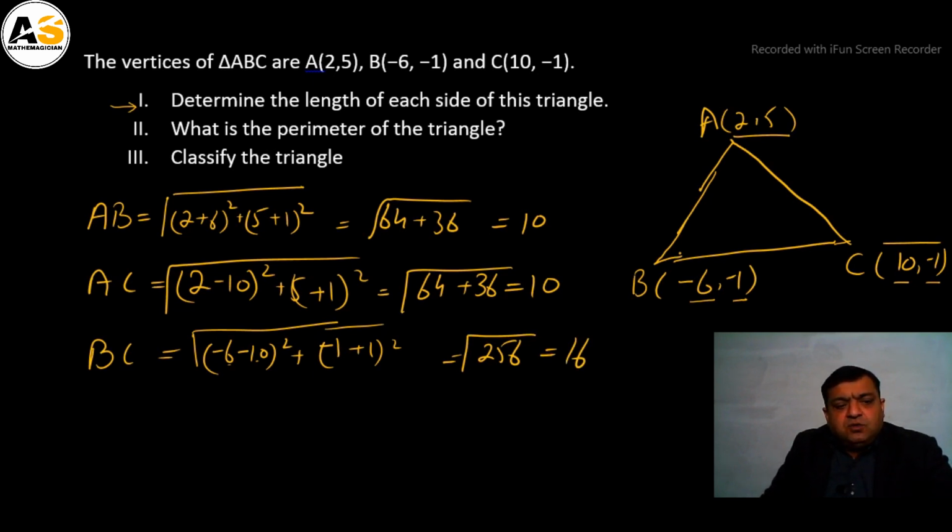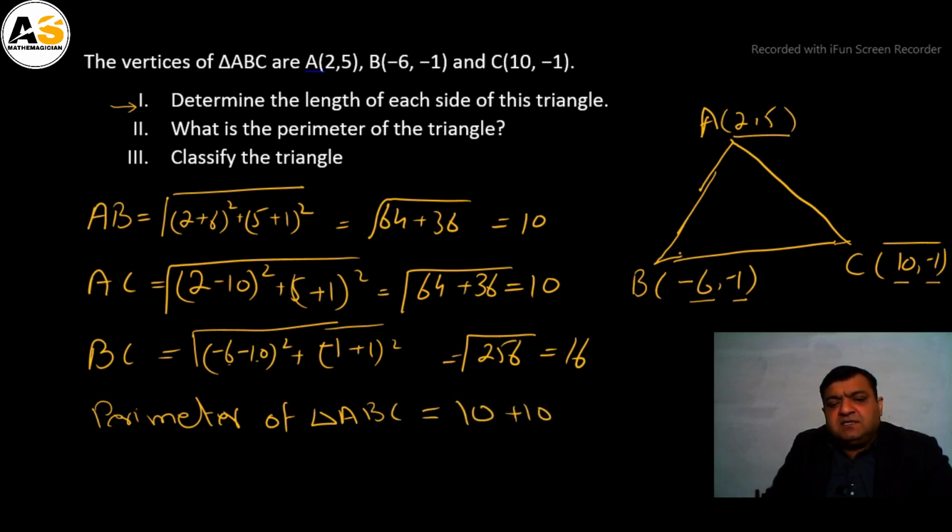In part 2, we are asked to find the perimeter of the triangle. From elementary geometry, we know that the perimeter of a triangle is the sum of all its three sides. In this case, this perimeter is 36 units.